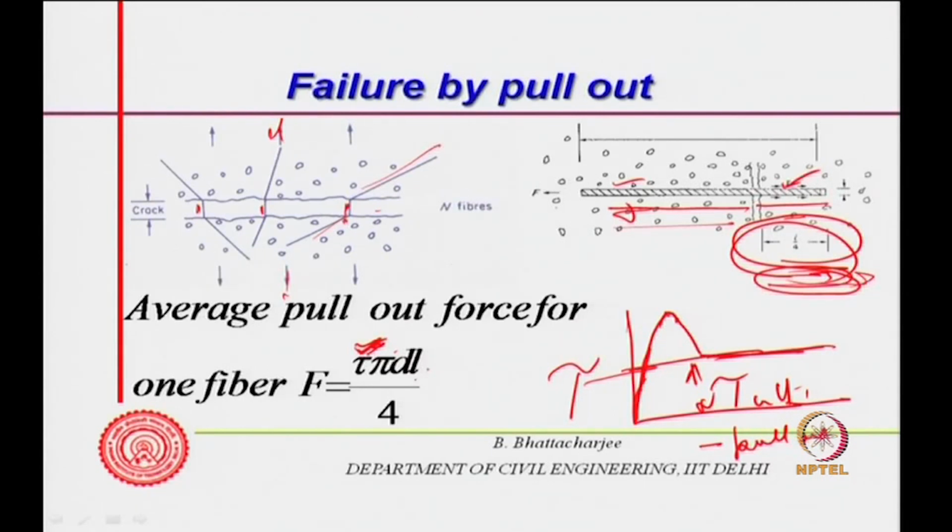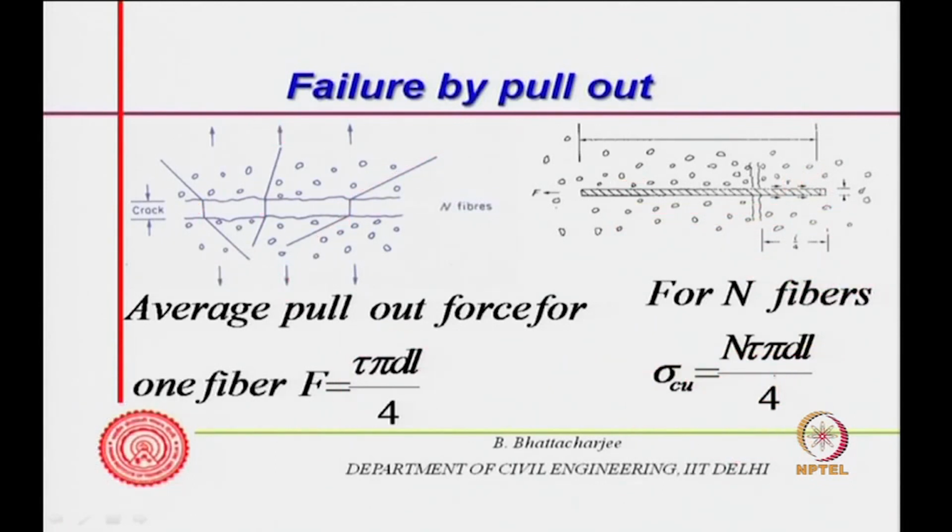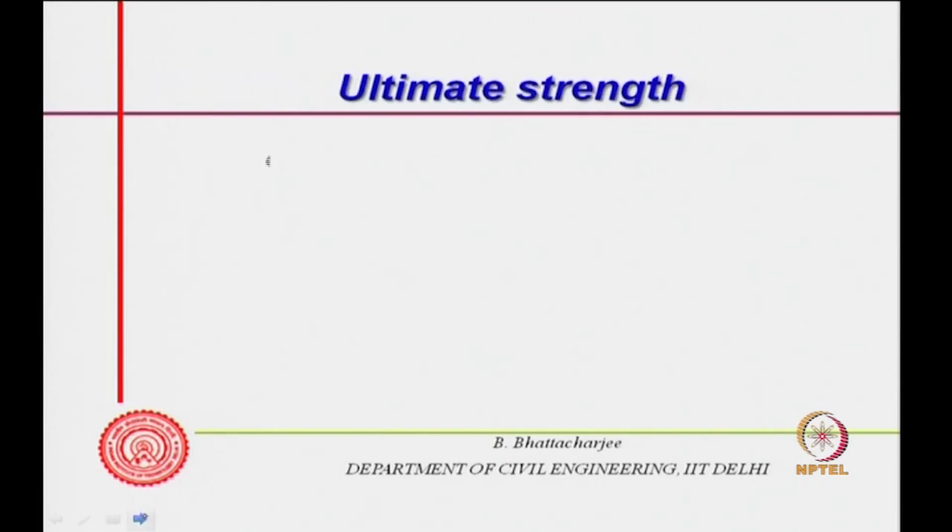So, tau pi d into L by 4 is the force required to pull out one fiber, and for n fibers I will require n tau pi d into L by 4. So, this is my sigma cu. All the fibers you have to pull out, this will be my sigma cu. Now, n is the effective number of fibers; it will depend upon the type of alignment I have.